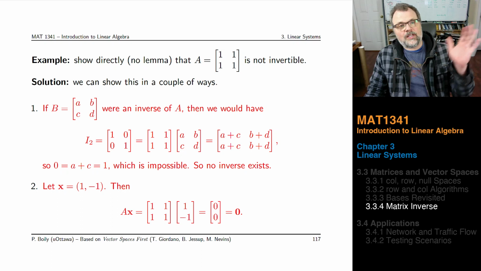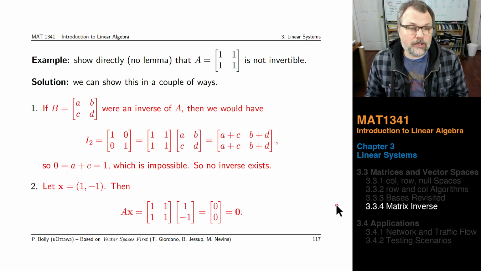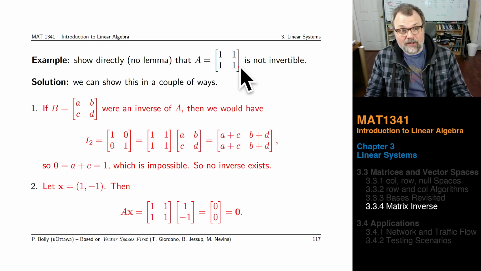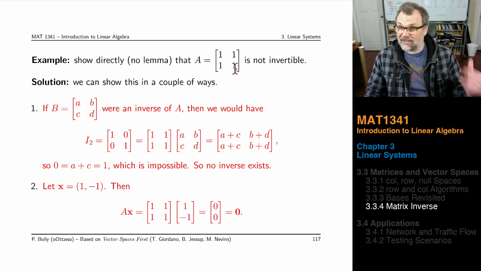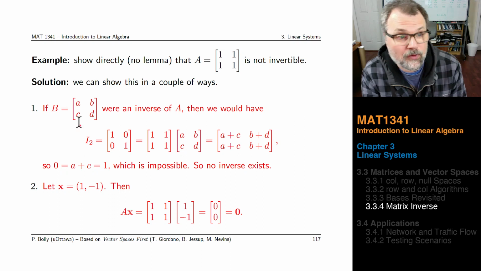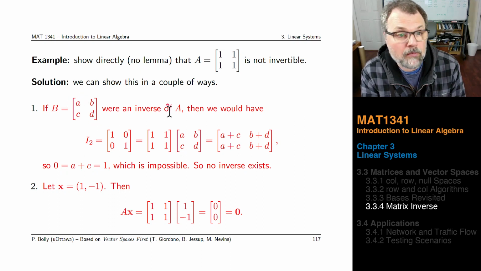Now, without using any lemmas, which is to say, without using conditions on the determinant and what have you, how would you show that this specific matrix is not invertible? That's going to give you an idea as to how you would prove the second half of the statement. You could, for instance, suppose that there was an inverse. Let's say that ABCD was the inverse. Then multiplying A and B together should give you the identity matrix.